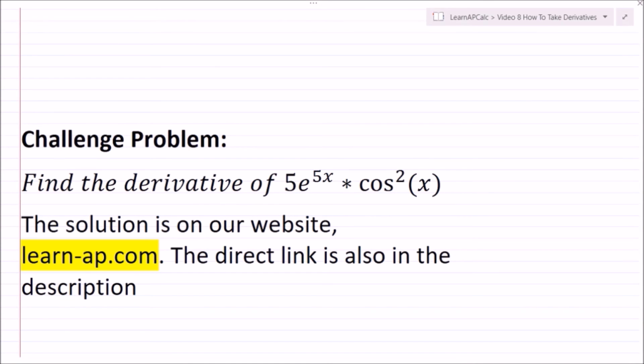Alright, so that brings me to today's challenge problem. Find the derivative of 5e to the 5x times cosine squared x.